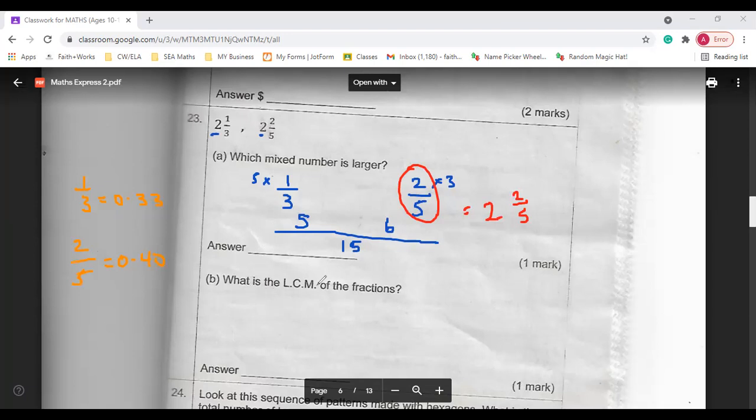All right, what is the LCM? Luckily, we found the LCM using this method for part A, so we know the answer is 15, the lowest common multiple. Or there's another way we can look at it as well.